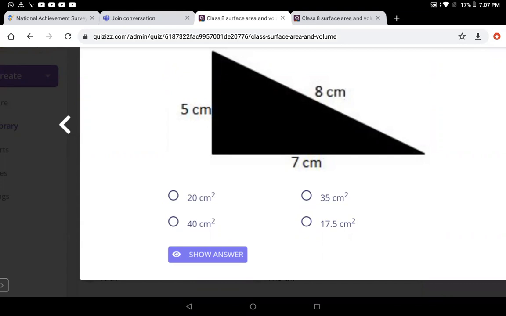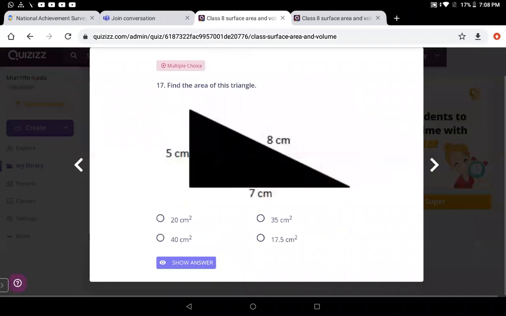Hypotenuse is the longest side of the triangle. In this, the hypotenuse is 8 centimeters. So hypotenuse square is nothing but the sum of the squares of the other two sides, 5 square and 7 square. You just check if both are equal. It's a Pythagorean triplet. The given sides are Pythagorean triplets, so we can go with half base into height, as Jashmita said. Base is 7, height is 5, 7 fives are 35 by 2. 35 by 2 is 17.5 centimeters square, right? And you can go with that part also.